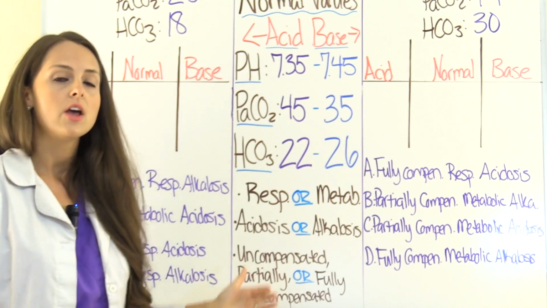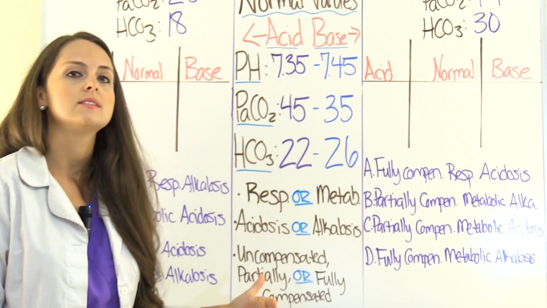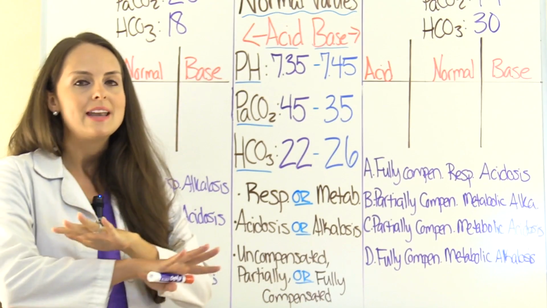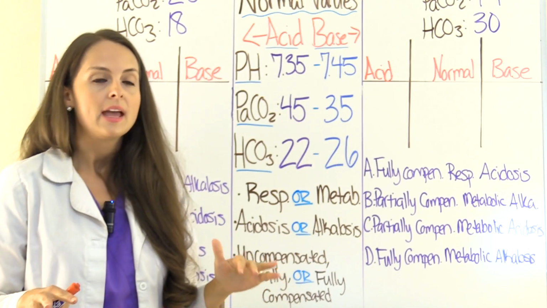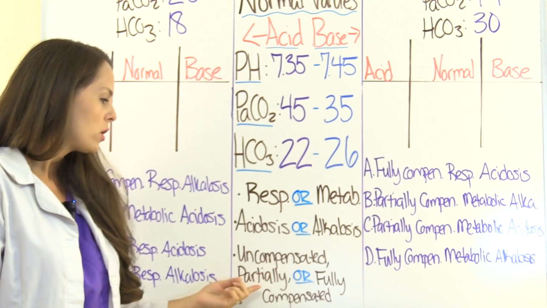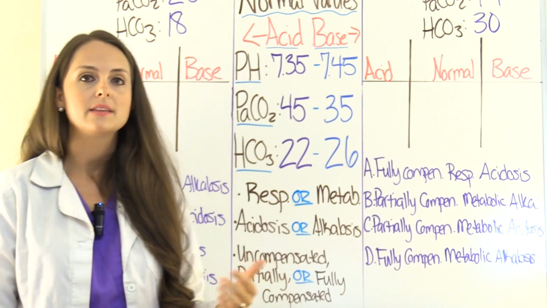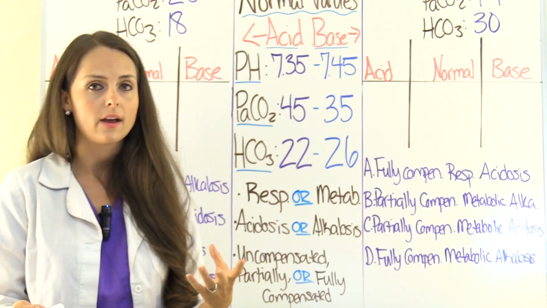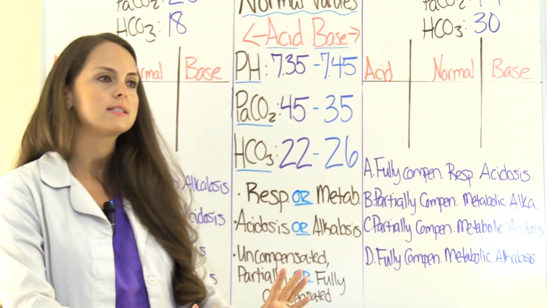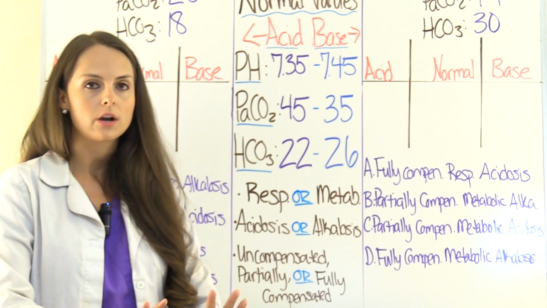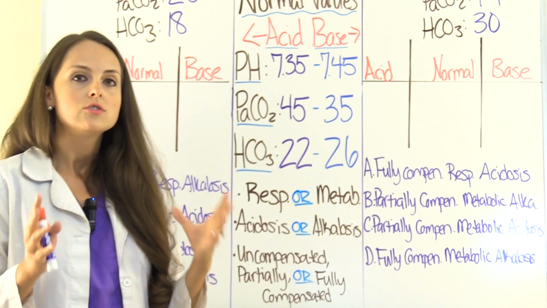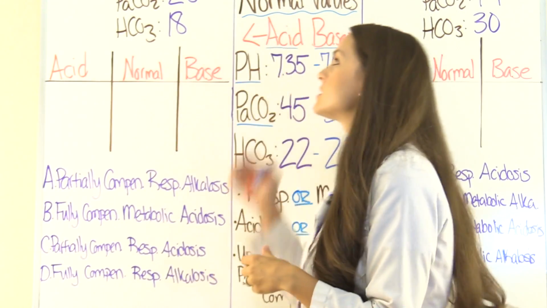Then lastly, you have to look and see if this is uncompensated, meaning is the body doing nothing about it? And here in a second we'll be talking about how you can tell that. Or is it partially compensated? The body is partially trying to help, but it's still out of whack. Or is it fully compensated, meaning our blood pH has returned back to normal and it's corrected and it's compensated? So let's analyze our first problem.